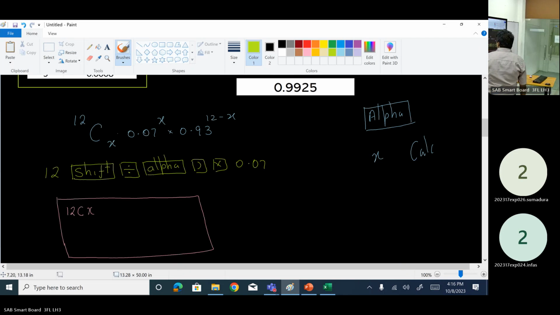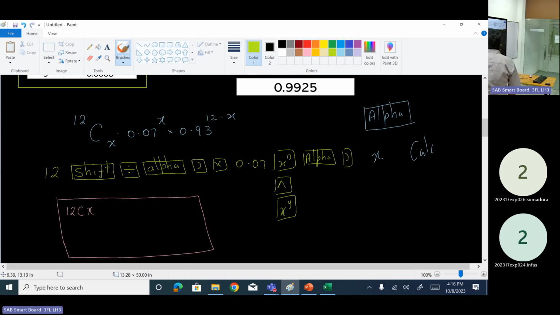0.07 to the power of. You can use either the power key or, if you are using this calculator, the x to the power of y key, whatever key is available. To the power of x: alpha, close bracket. So now your screen would look like multiplication, then 0.07 to the power of x. Right, so up to here we are done.